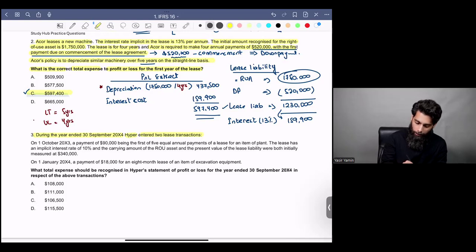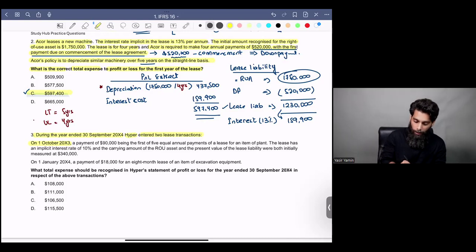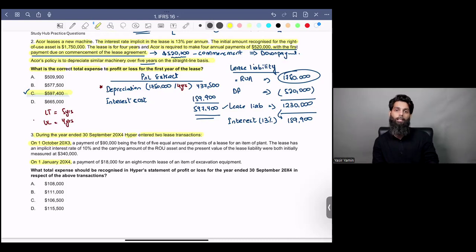One lease transaction they entered on 1st October X3. Guys, 1st October X3 means this is the start of the period. And then we entered into another lease on 1st January X4. If we entered into a lease on 1st January X4, this is just 9 months before the accounting year end. Are you guys on the same page with me?